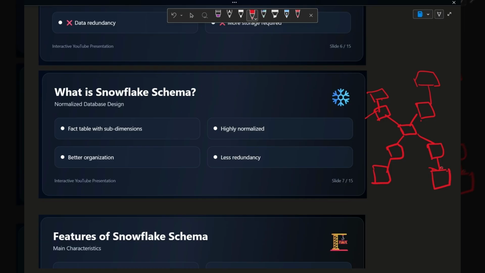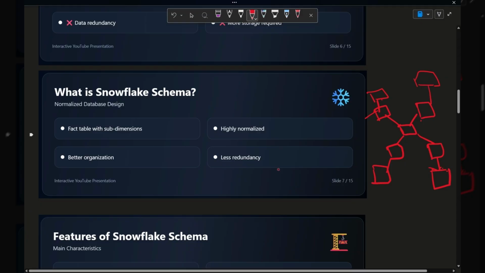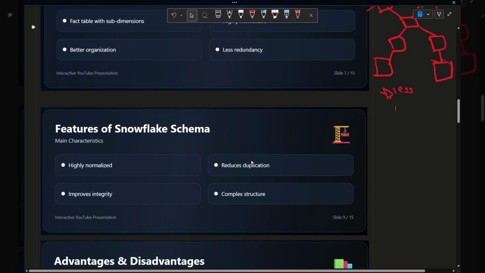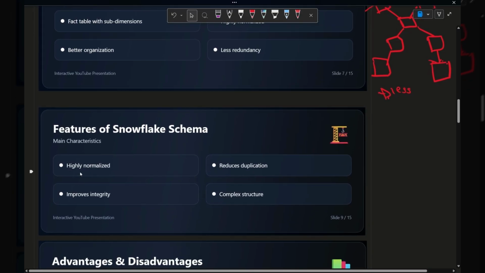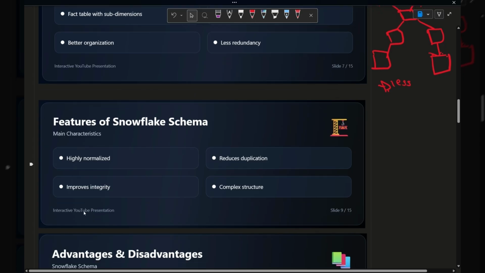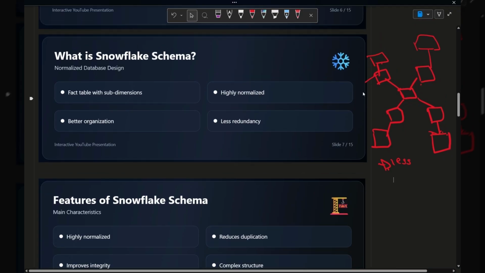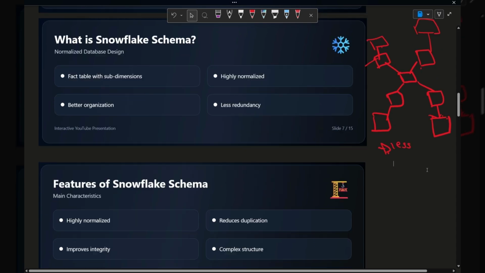so the Snowflake schema is called highly normalized data, and it is better organized. And because the data is highly normalized, there is no chance of data redundancy. So there is less redundancy in the Snowflake schema, which makes it very unique and important. So let's discuss what are the features of Snowflake schema. As I said, it is highly normalized, it reduces the duplication, improves the integrity, and has a complex structure. As we can see from the visual itself, it is a bit more complex structure compared to the star schema.